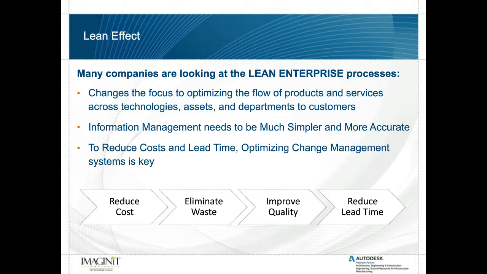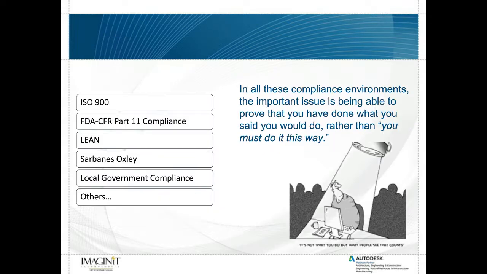Now, lean isn't the only thing that we're concerning ourselves with or working with. There's several other items that are driving this. Sarbanes-Oxley, obviously, has been a big one. ISO has been a big part of that. And all of these really come down to the idea of control, on some level, control of documents and an understanding of an audit trail as to where things have been. So I want to talk about just a few of these a little bit.